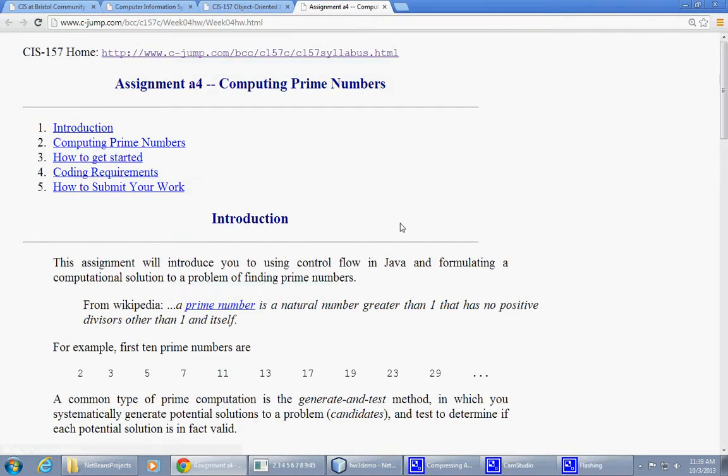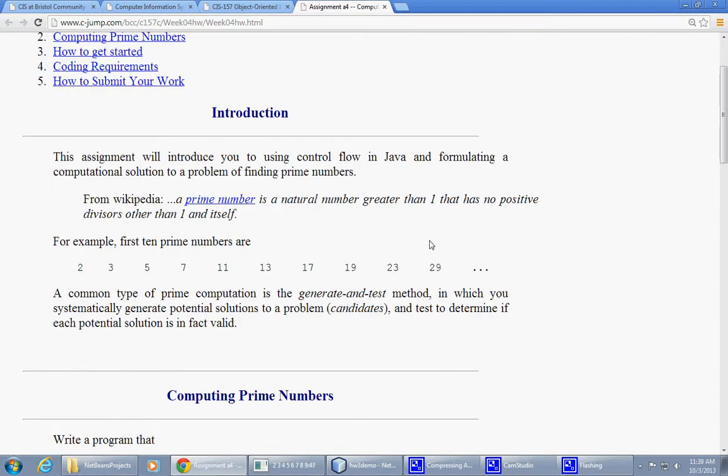So homework 4 is asking you to write some code and essentially generate a list of prime numbers. Prime numbers, of course, are the natural numbers greater than 1 that are basically divisible only by 1 and by itself, right? So there's no other divisors, such as, for example, 5.